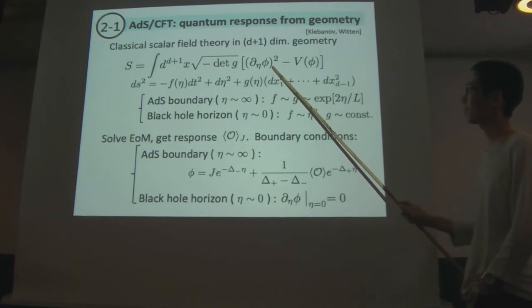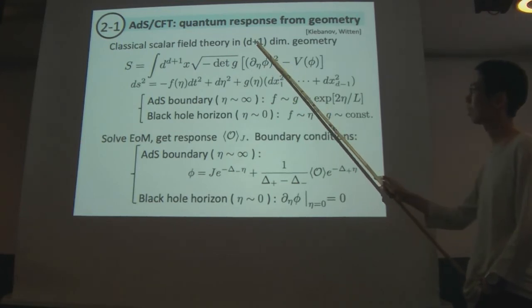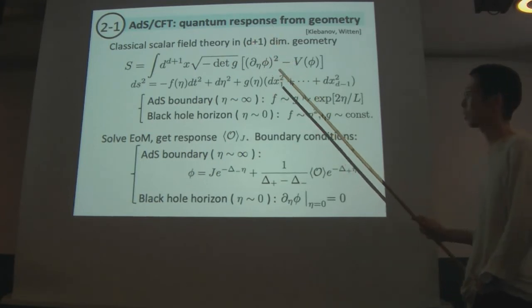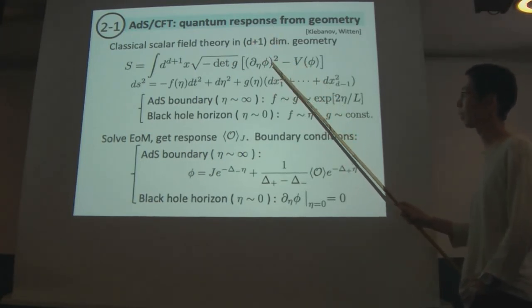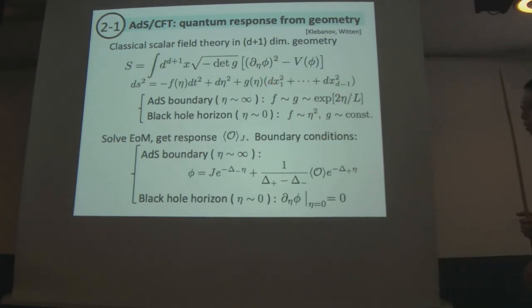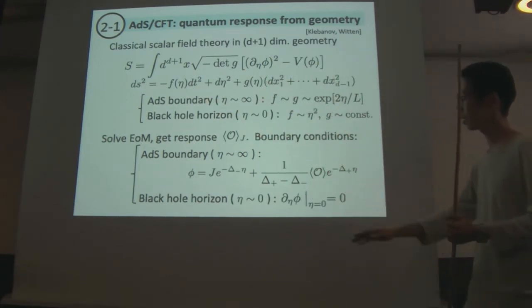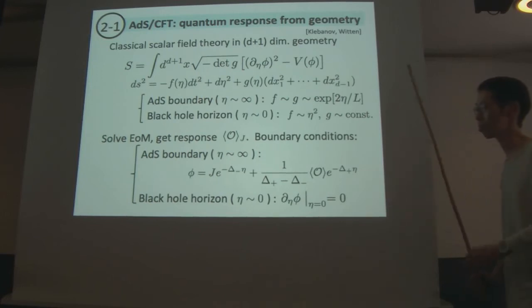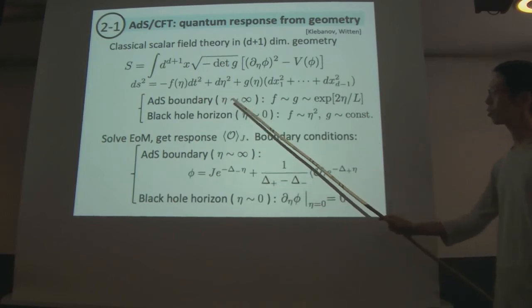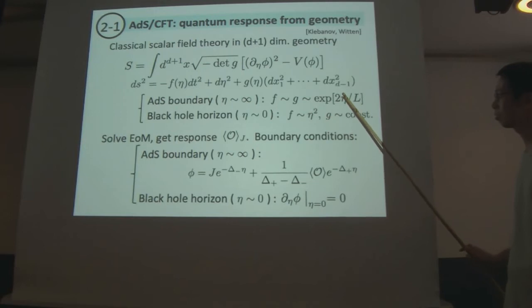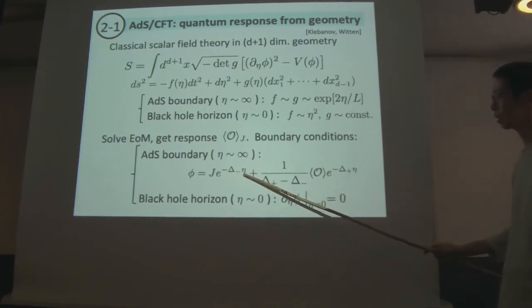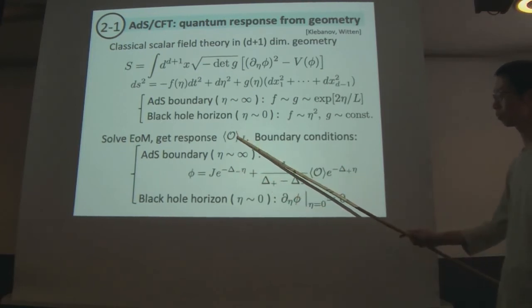I assume that this phi is homogeneous for these d dimensions. So it's a homogeneous configuration, a function of eta. This is a second order differential equation, so if you solve it for a given f and g, then you get two independent solutions. At the AdS boundary, since f and g are known, these give you two independent functions, exponential of something times eta, and this coefficient is the conformal dimension of this operator.